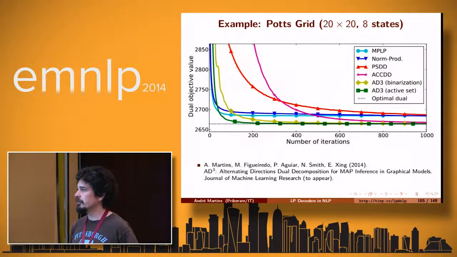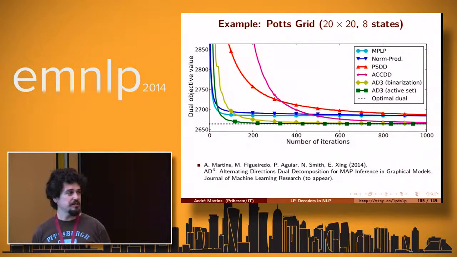And so these two, the norm product and MPLP, are two message passing algorithms. And we can see here that MPLP gets stuck in a local optimum. Okay, so at some point it doesn't improve the dual. It's probably stuck at a corner, like the slide that I've shown you a while ago. And this green line is AD-cubed using the active set method, and this one is with binarization, which is a strategy which is not as good as the active set method. So I didn't discuss it here.